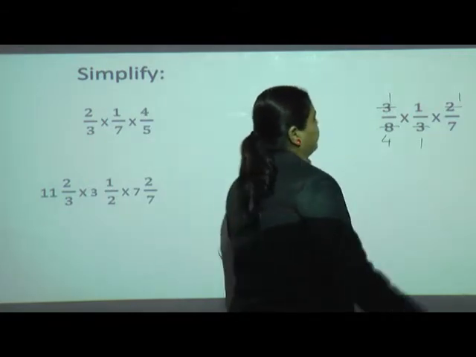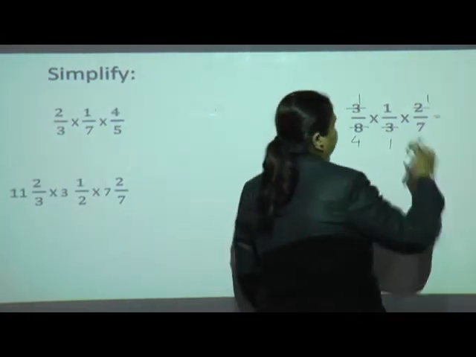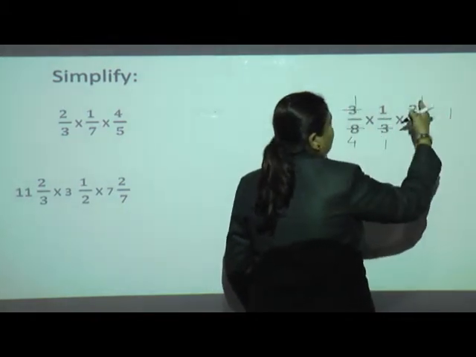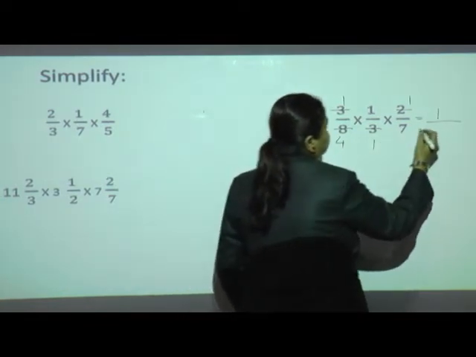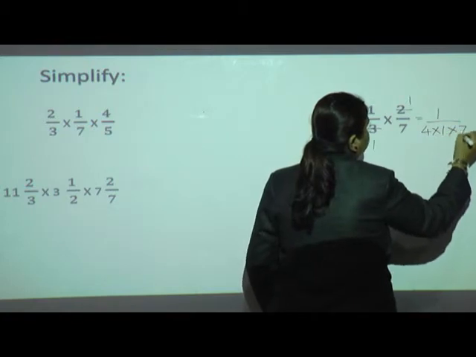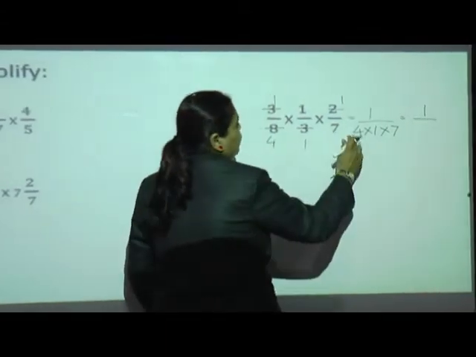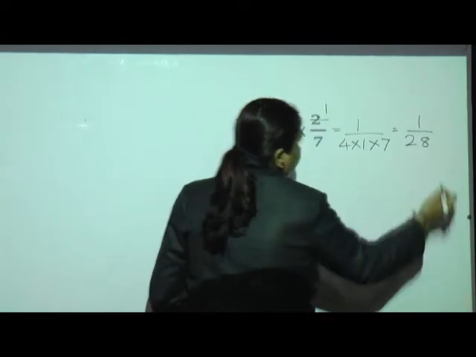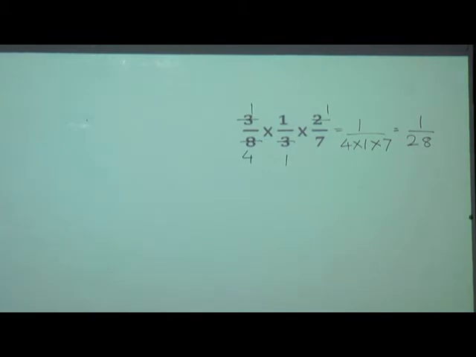Now it is not possible to reduce further, so we write the direct multiplication of the numerators, then the multiplication of the denominators. In the numerator we have 1 multiplied by 1 multiplied by 1. 1 1s are 1, 1 1s are 1, you can write directly as 1. Here we have 4 multiplied by 1 multiplied by 7. 4 1s are 4, 7 4s are 28. So in this way we have to find the simple form when 3 fractions are given.